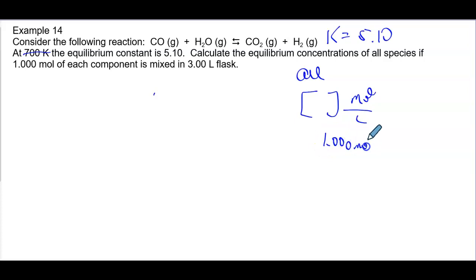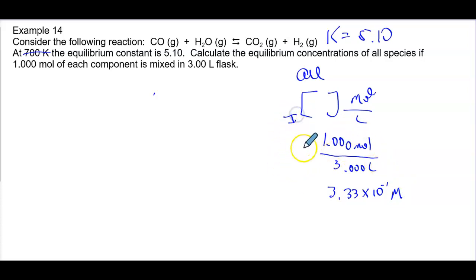So that's 1.000 moles over 3.00 liters. We're going to do 1 divided by 3, which hopefully we don't have to do on our calculators too terribly often. So we're going to get 3.33 times 10 to the negative first molar. Okay, and we know these are all initial concentrations.